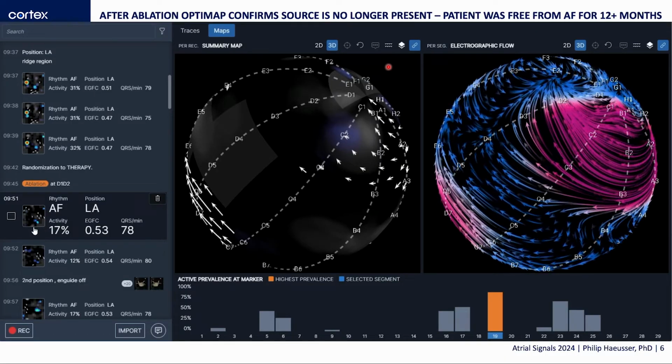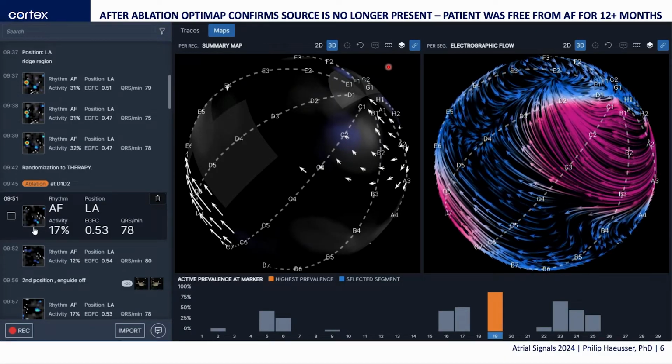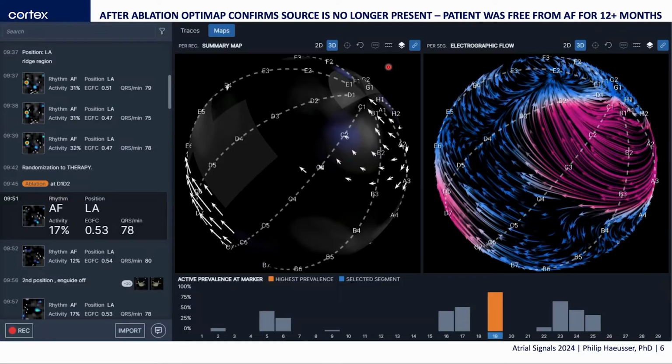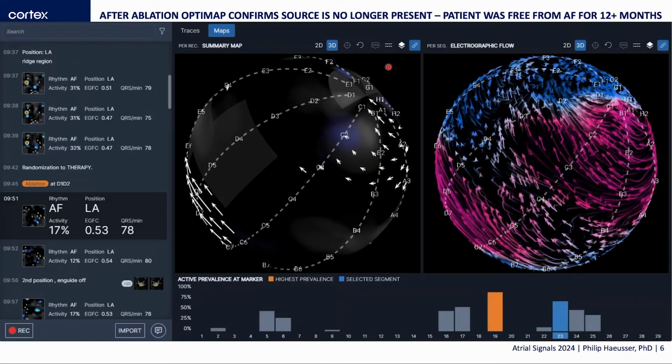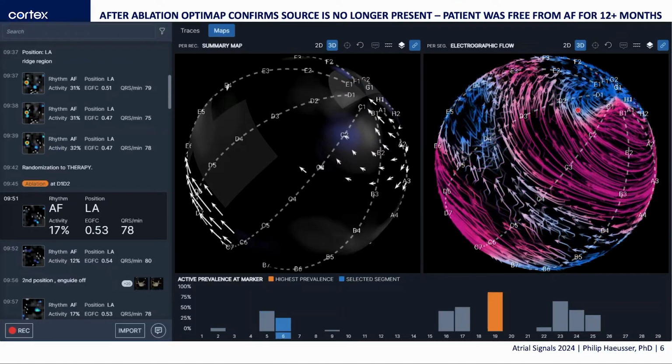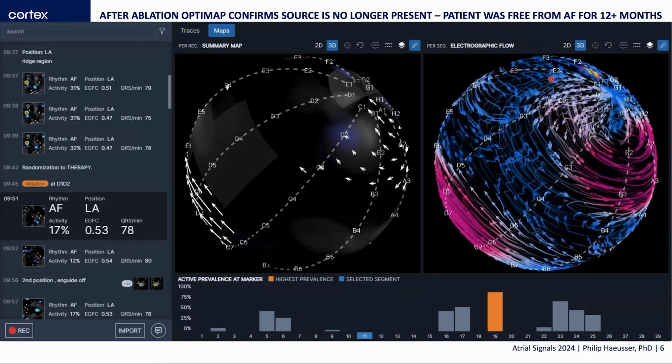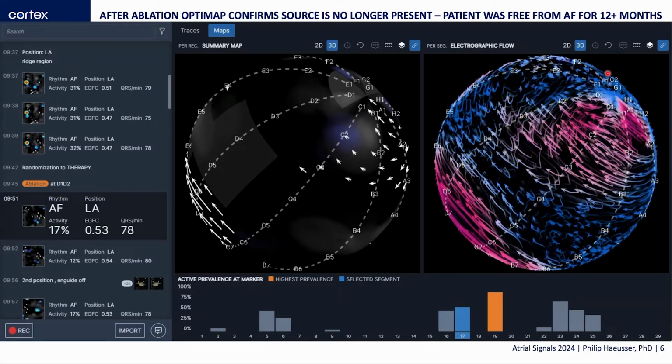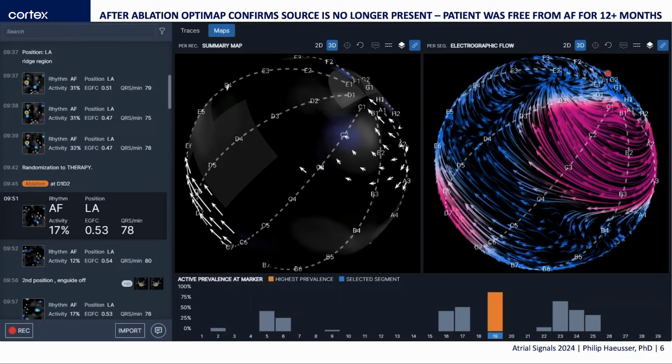So let's look at the EGF map that was done just a few minutes later after the ablation. As you can see, the source is gone. You can already see the altered electrographic flow at the location where the source was previously. This patient has been free from AF since this procedure for more than 12 months.